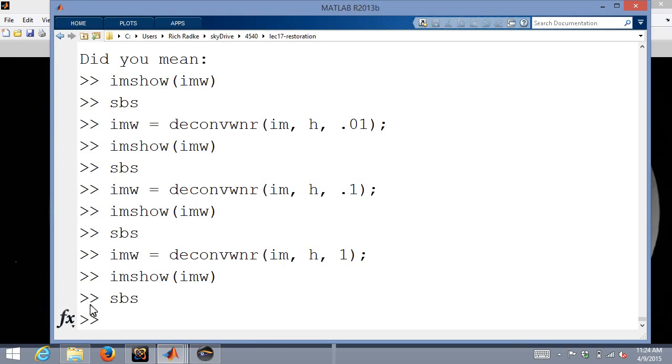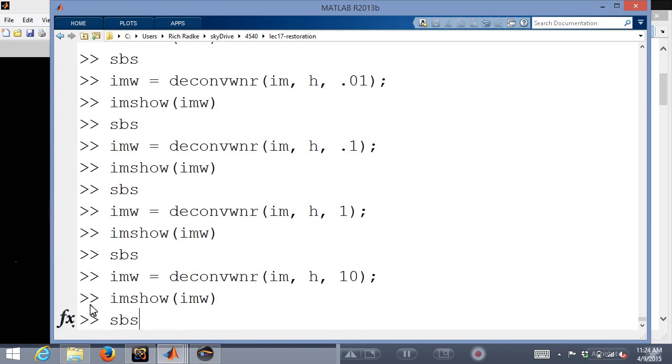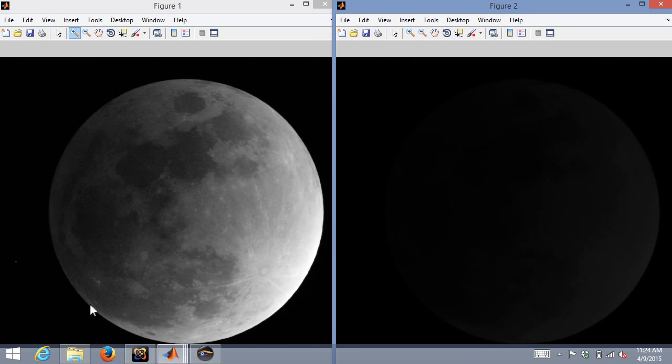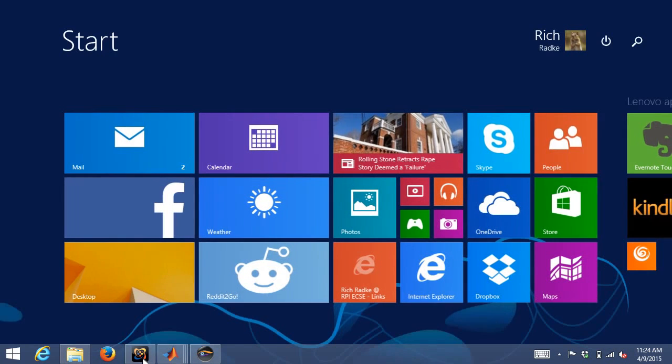If I were to continue to say there's more noise in this image than there actually is signal, I'm sure I would start to get something that doesn't make any sense. Here I've got basically something that's almost entirely dark. Okay, so I think I'm going to stop there.